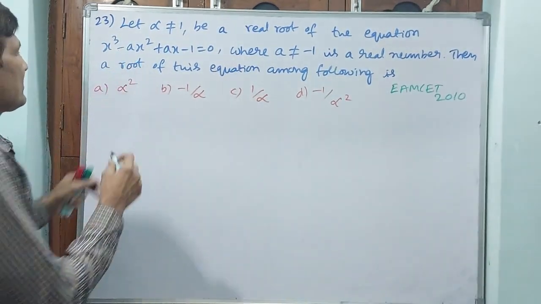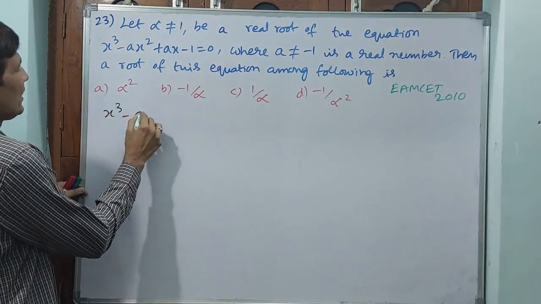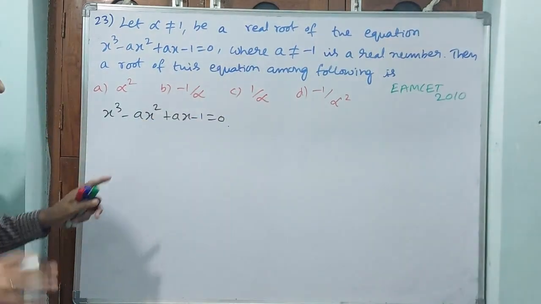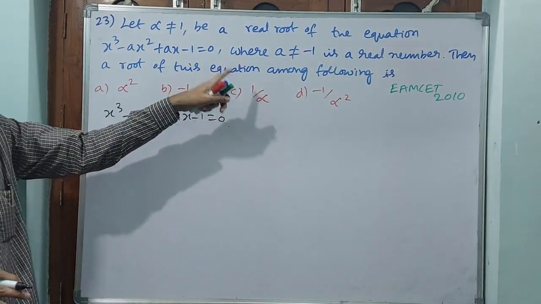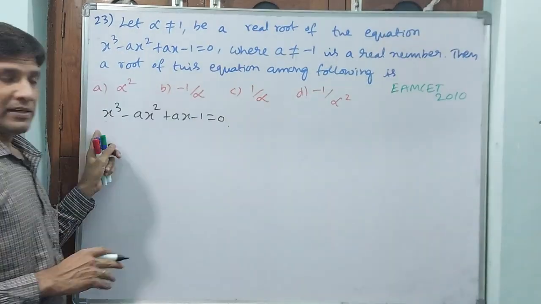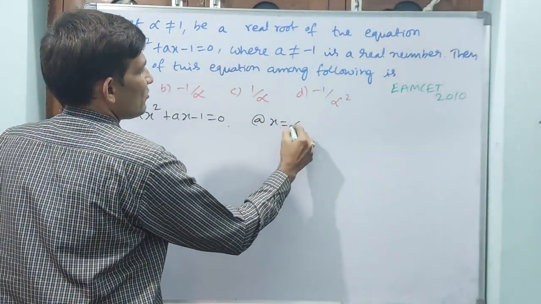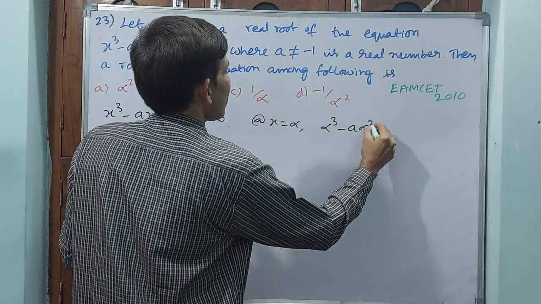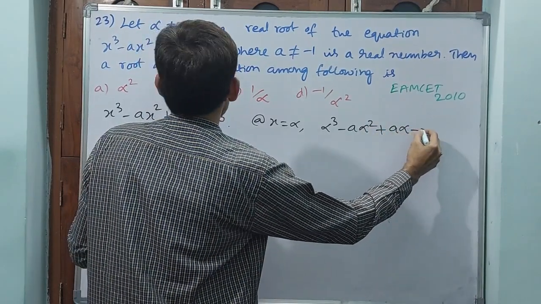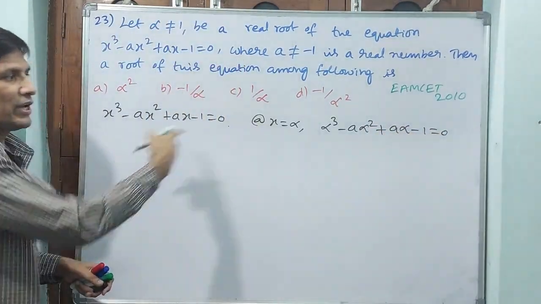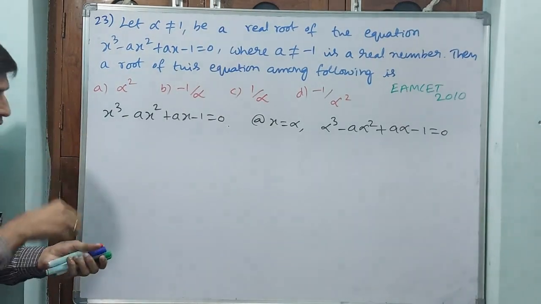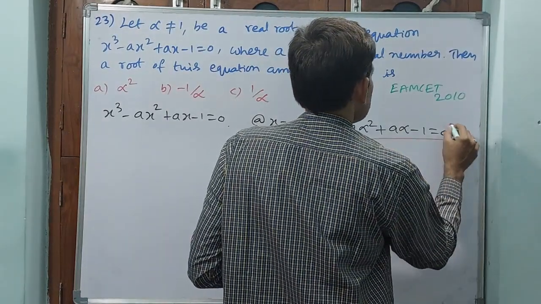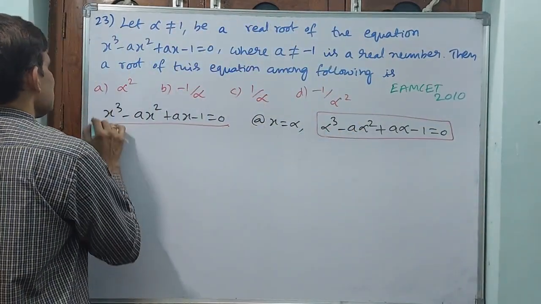Observe carefully. First you write this equation: x cube minus ax square plus ax minus 1 equal to 0. I have written it. Now, alpha is one root, then you substitute alpha at x equal to alpha: alpha cube minus a alpha square plus a alpha minus 1 equal to 0. Is it correct? You see, in place of x I have written alpha. Now you take this as one equation or box, and this is also one box.